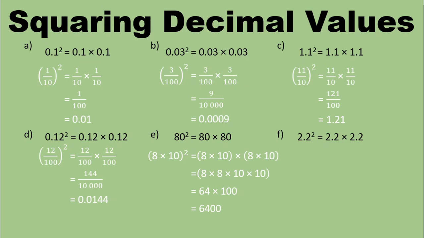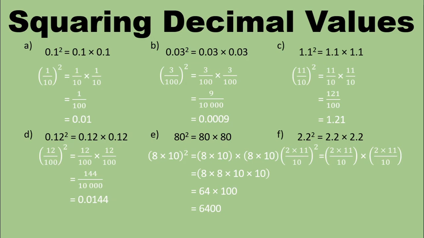That is 6,400. Using that same idea, we can go on and do 2.2 squared. I know we didn't learn 22 squared, but you should notice that 2.2 squared is the same thing as 2 times 1.1 in brackets squared. And we've done that above in C. So that's 2 times 11 over 10 times 2 times 11 over 10.